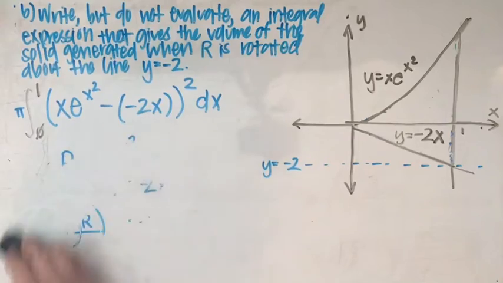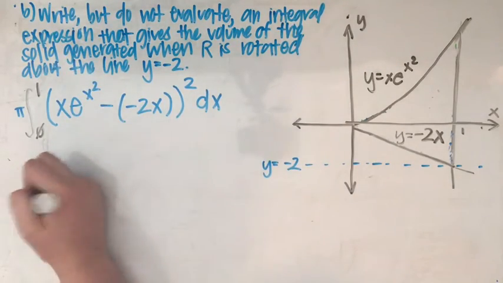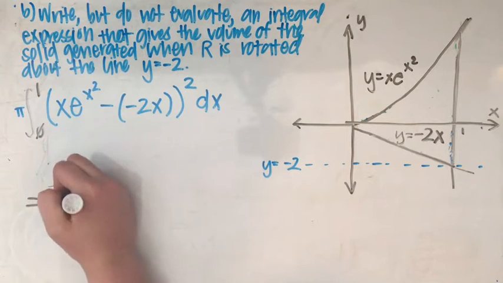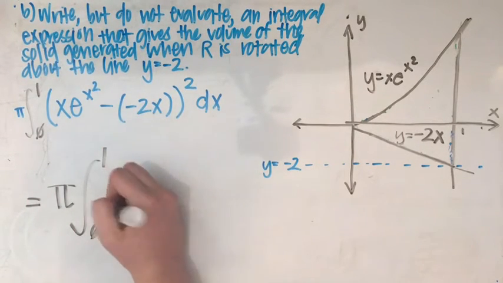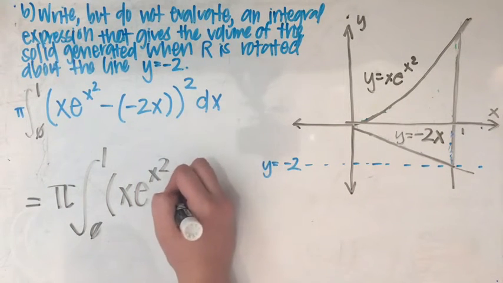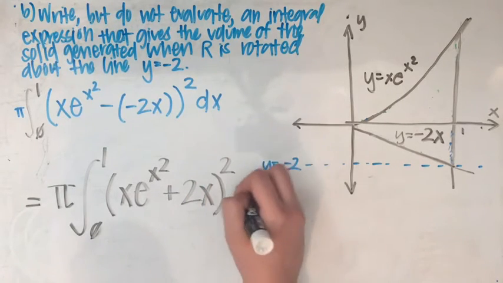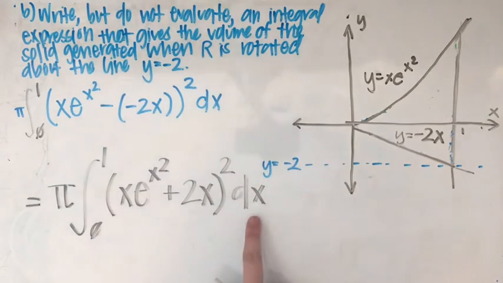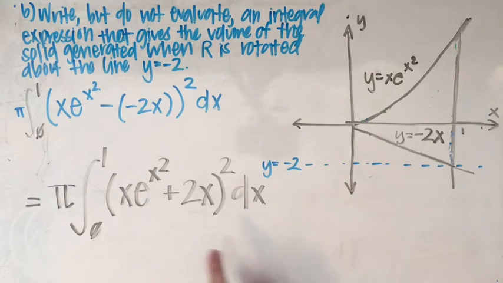And just for cleanliness, I'm going to rewrite it. So the expression will be pi times the integral from 0 to 1 of the quantity x e to the x squared plus 2x, squared, dx. And that dx is what's going to turn this area into a volume because it gives it the change in x for each cross-section.